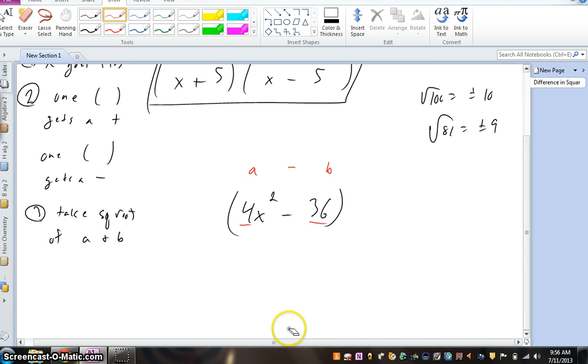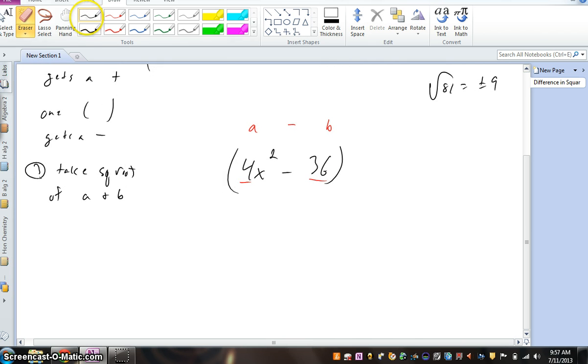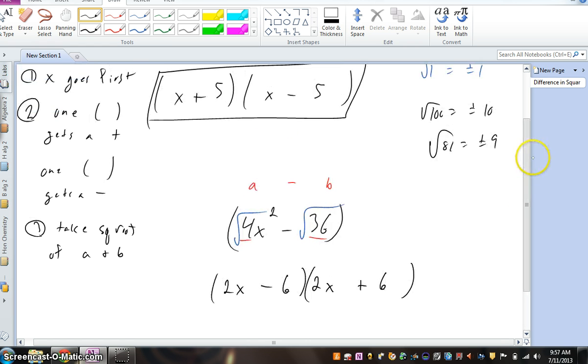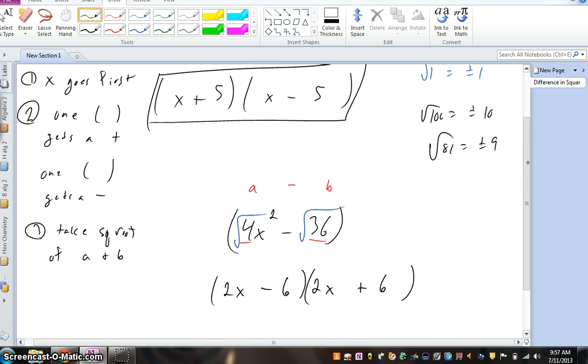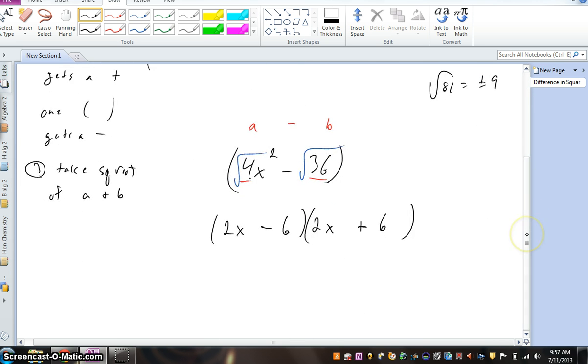Now watch, we'll follow the same rules here. I'm going to set up my 2 sets of parentheses. What goes first? We wrote it down in step 1. Our x goes first. Then you put a plus and a minus, and it doesn't matter which one gets which sign. And then we take the square root of our numbers. Square root of 4 is 2. Square root of 36 is 6. There you go. There's the difference of squares, ladies and gentlemen. You put the x first, plus and minus in both, and then you take the square root of your number and just put it in there. As long as you know your perfect squares, you shouldn't have too much of a problem.